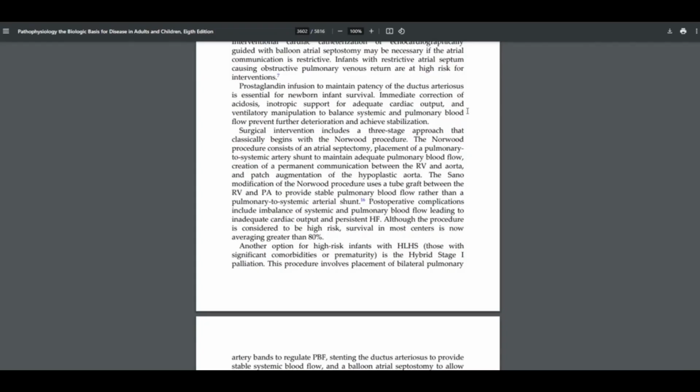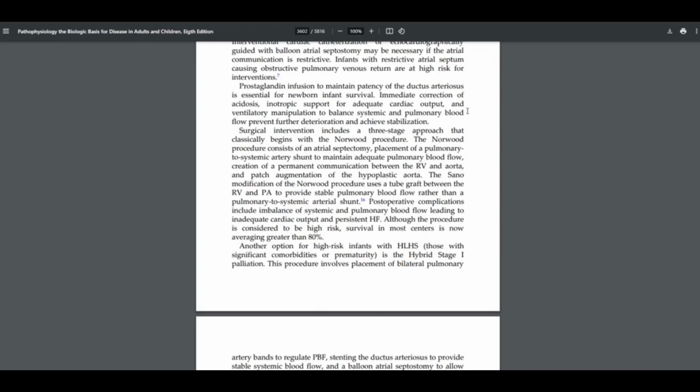The Sano modification of the Norwood procedure uses a tube graft between the right ventricle and pulmonary artery to provide stable pulmonary blood flow rather than a pulmonary to systemic arterial shunt. Postoperative complications include imbalances of systemic and pulmonary blood flow, leading to inadequate cardiac output and persistent heart failure. Although the procedure is considered to be high risk, survival in most centers is now averaging greater than 80%.